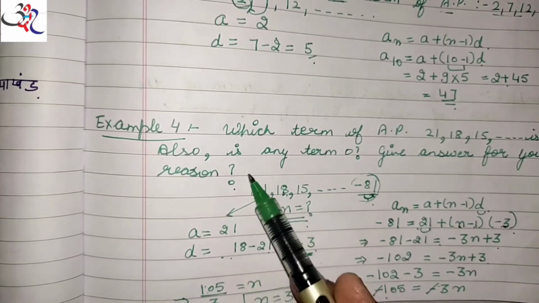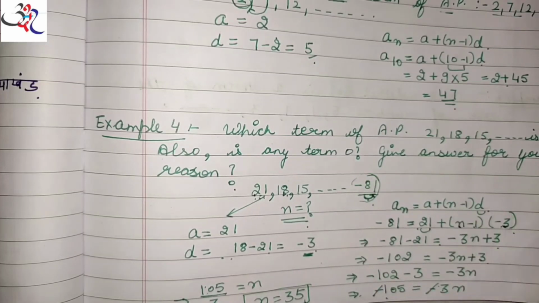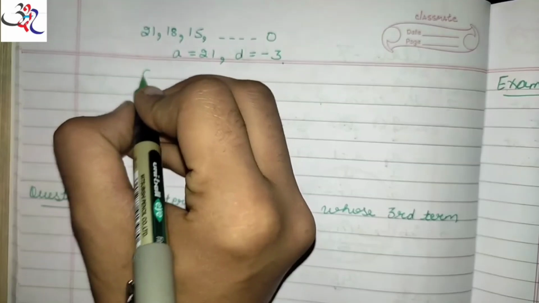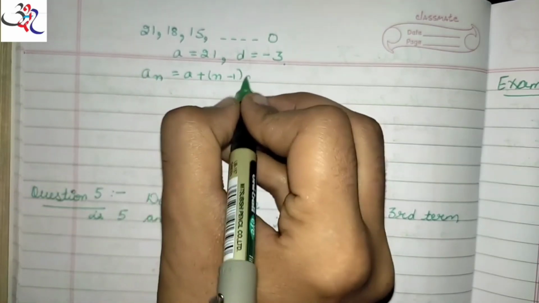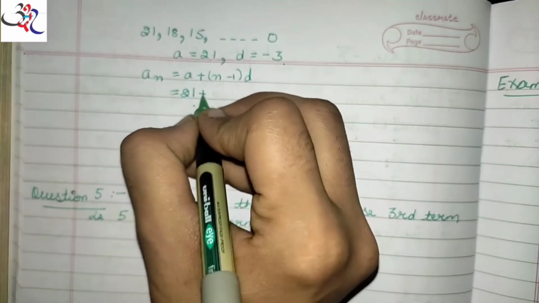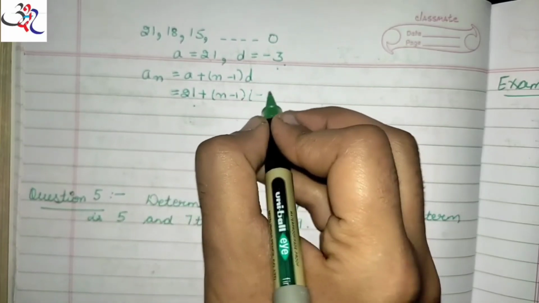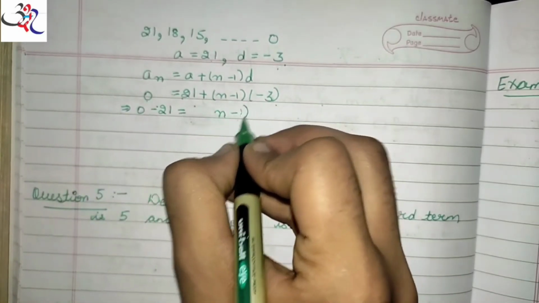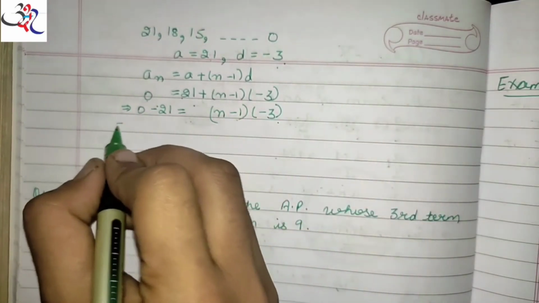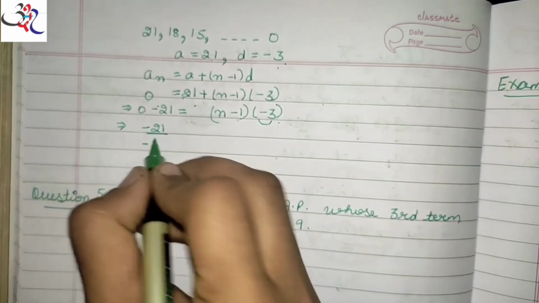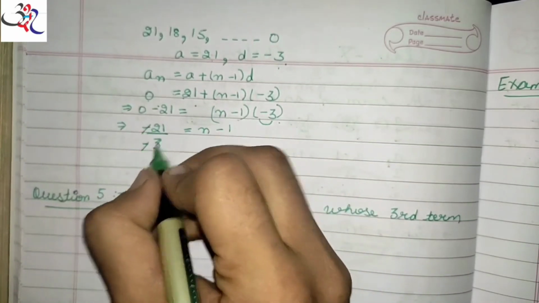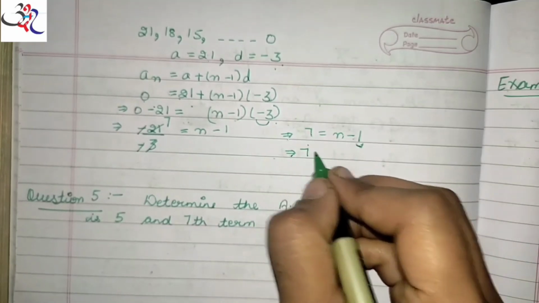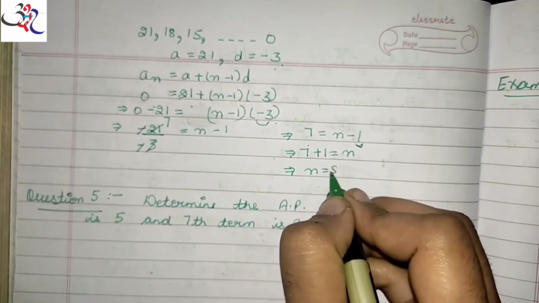Also, is any term 0? In the same question, they are asking whether there is any nth value which is equal to 0. How will you find this value? Again, we use the same formula: a + (n - 1)d. a is 21, n I have to find out, and d is my common difference, which is minus 3. So what will I get? I will get 0 minus 21 is equal to (n - 1) into minus 3. So minus 21, since minus 3 is multiplied here, it will get divided. So my answer will be 3 sevens are 21. So 7 is equal to n minus 1. This minus 1 will go to the other side and become plus 1. So n will become equal to 8.